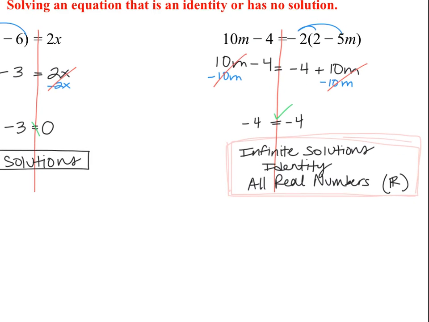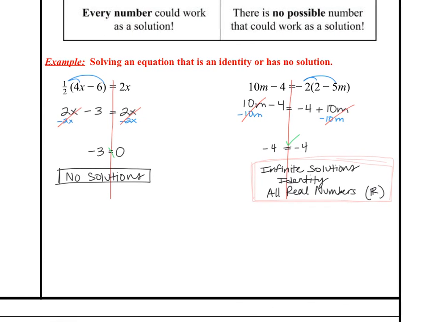Okay, last thing I want to point out. Look at your equations here and here. Notice how on the one that has infinite solutions or all real numbers, they're exactly the same. 10m minus 4, negative 4 plus 10m. These are the same. On the other one, it's almost the same variables, but there's a different number there. That's what makes it not work.